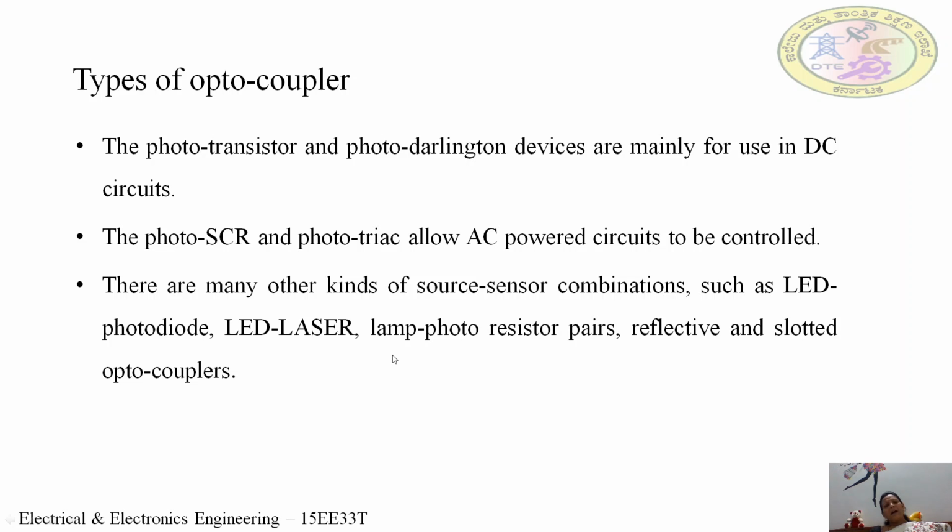There may be other kinds of source sensor combinations, such as LED and photodiode, LED and laser, lamp and photoresistor pairs, and reflective and slotted optocouplers too. So you can use any light source and light detector to form an optocoupler, a photocoupler, or an opto-isolator.